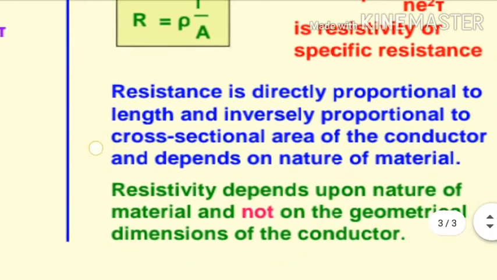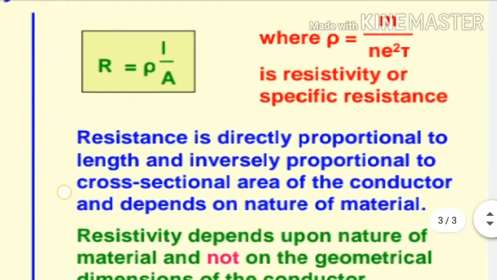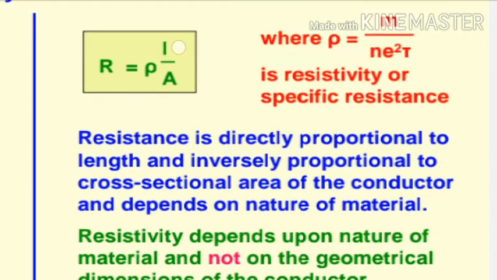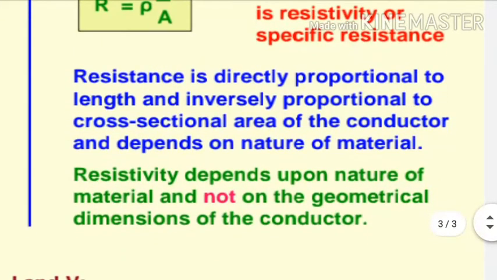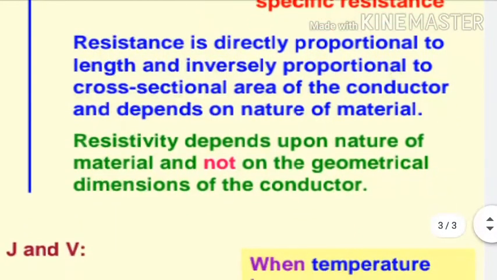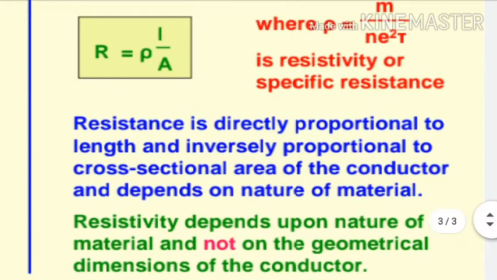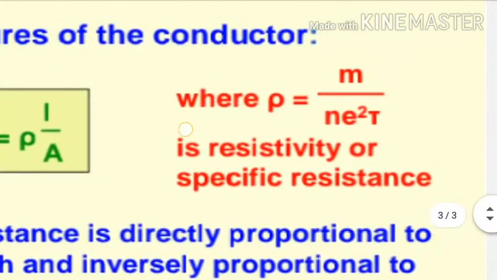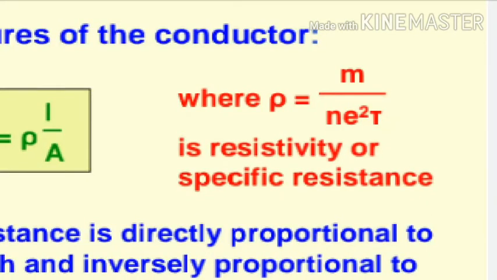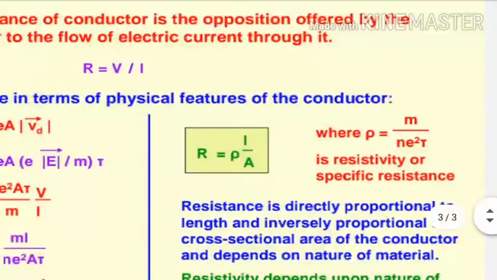From here we are saying that R is directly proportional to L and inversely proportional to A. It means resistance is directly proportional to the length of the conductor and inversely proportional to the cross sectional area of the conductor, and depends on the nature of the material, that is rho. So resistivity depends upon the nature of the material and not on the geometrical dimension of the conductor. It means the value of rho does not depend upon L or A, because rho is m upon ne squared tau.